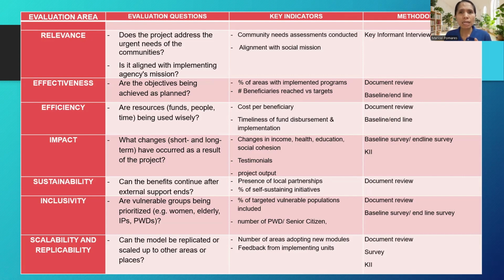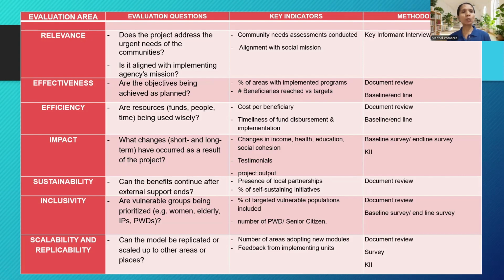And how will we notice? The key indicators are the changes in income, health, education, social cohesion, the testimonials of the people, and the project output. And the methods, we will use a baseline survey and endline survey. There are people who will participate in the survey of this social mobilization. We will also use the key informant interview. We need to know from the people if these target beneficiaries really benefited in this social mobilization program or social marketing. How they were affected by this program. Are there any changes or improvement in their life?